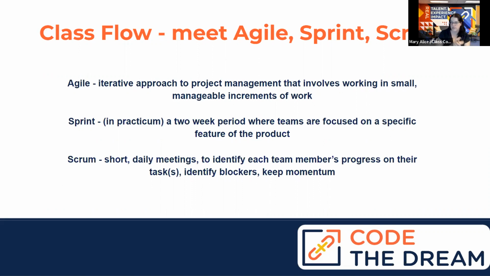Agile is an iterative approach to project management that involves working in small, manageable increments of work. So your entire 8 weeks will be Agile. A Sprint in Practicum is a 2-week period where teams are focused on a specific feature of the product. So each of your 4 sprints is going to be one of those 2-week blocks like you saw on your course calendar. And then Scrum is short daily meetings to identify each team member's progress on their tasks, identify blockers, and keep momentum going within the group. Those are just definitions in case you're hearing these words flying about, so you have an idea of what they mean.